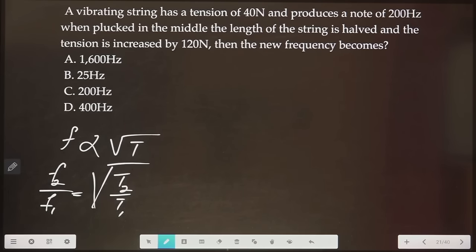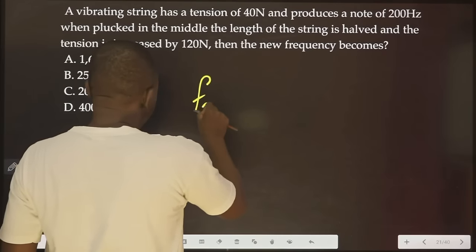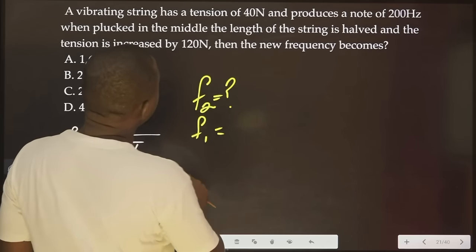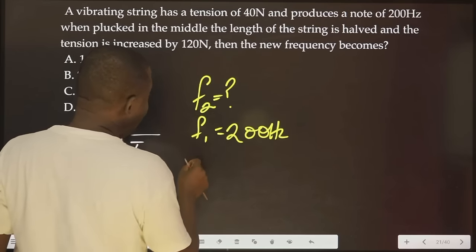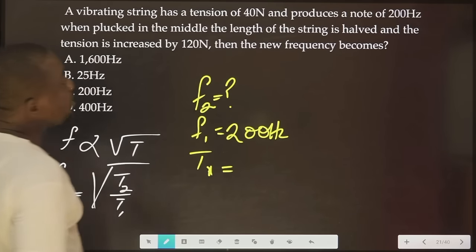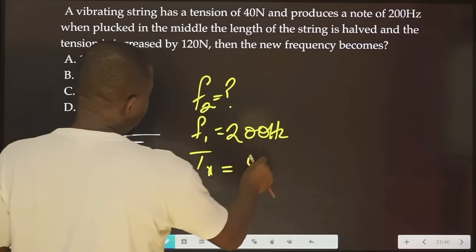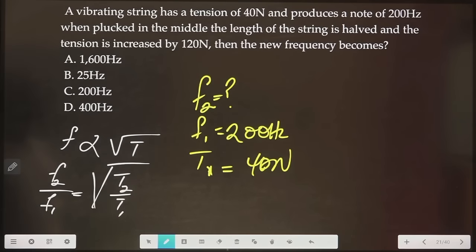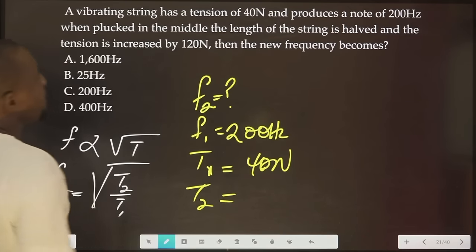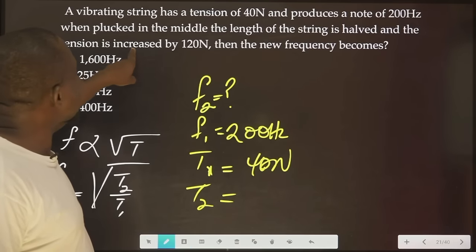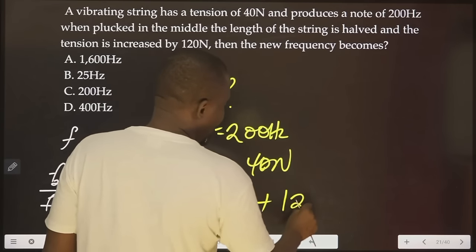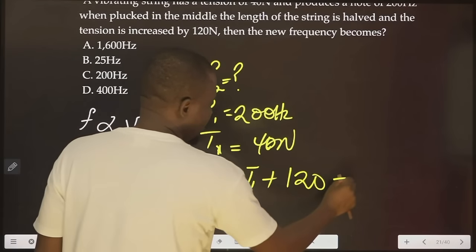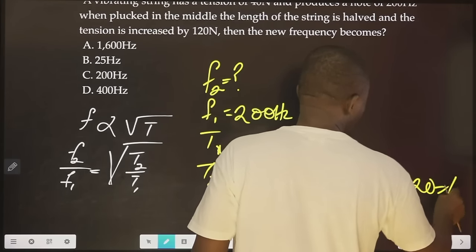We are looking for F2. So all we need to do is to substitute. Before we substitute, let's investigate something. We are looking for F2. We don't know F2. For the F1, as you can see, it is 200 hertz. Then, for the T1, you agree with me, it was given to us to be 40 newton. And for us to get the T2, this is where many students missed it. The tension is increased by this, increased by. It means you increase T1 by 120. You have to add it to it. Meaning, let's do it here, 40 plus 120, which is 160 newton.